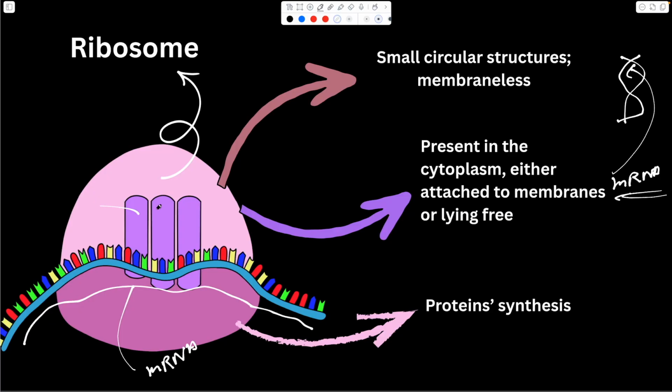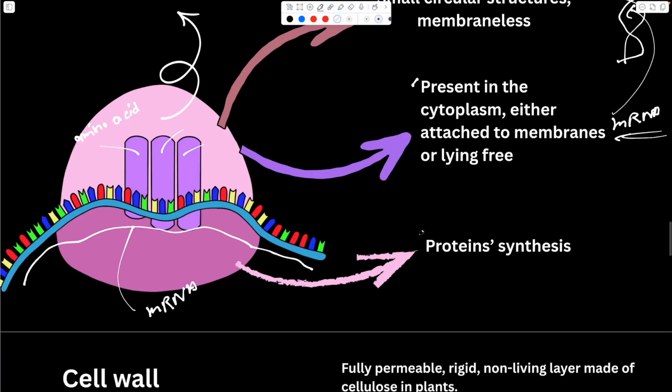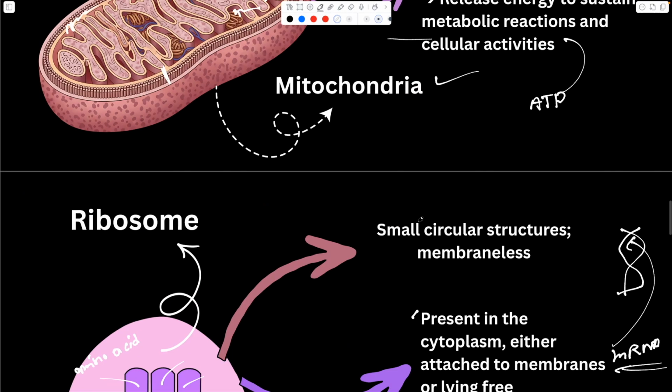These are like amino acids. I'm sorry for my handwriting, it's really bad, I know. This structure is present in the cytoplasm. Also, some are attached to the rough endoplasmic reticulum. They're used for protein synthesis. You might be thinking, what is rough endoplasmic reticulum? Okay, let me show you.